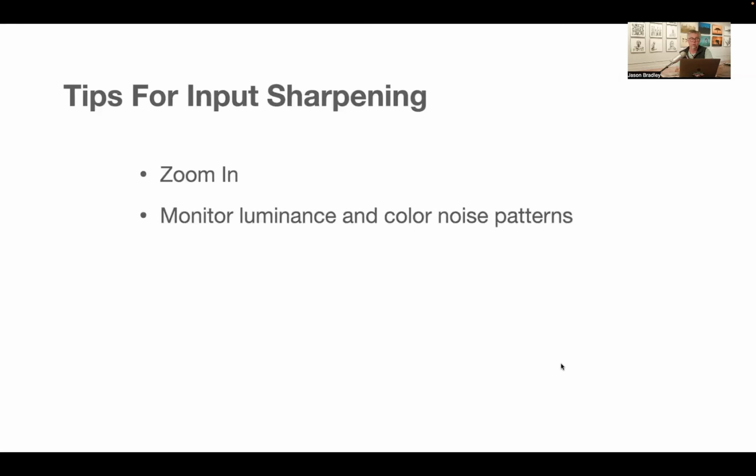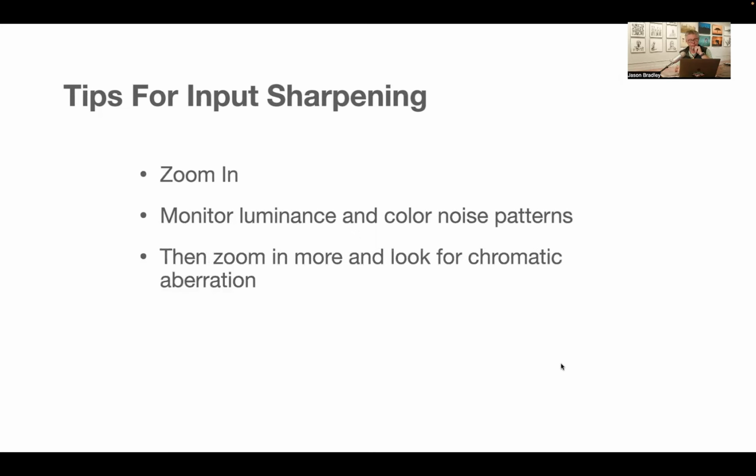Monitor your luminance and color noise patterns as you're sharpening. Okay, very important thing to do. So when you're sharpening, take a look at the details, but also take a look at what's happening to your noise, both your luminance and your color noise patterns as you go. What's the difference between luminance and color? Simple. The color noise patterns kind of show up as red, green, or blue blotches or pixels, while the luminance is really just the noise pattern itself.